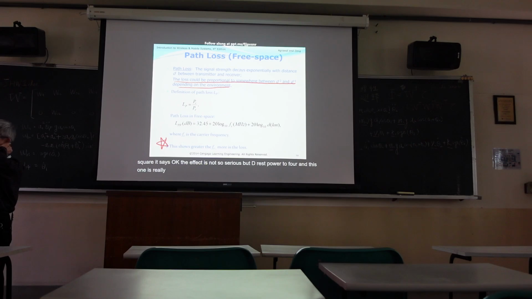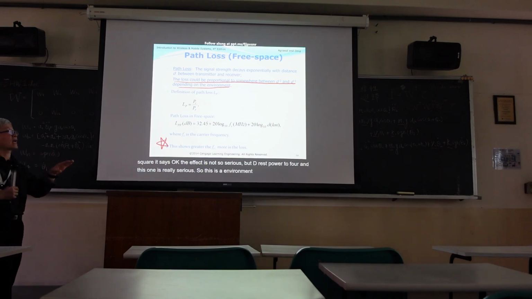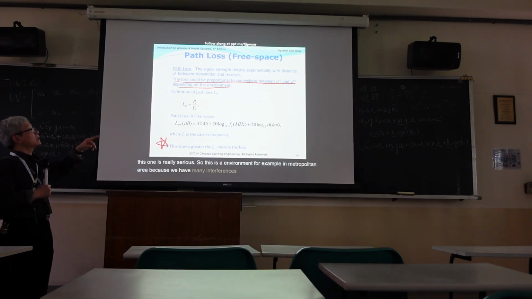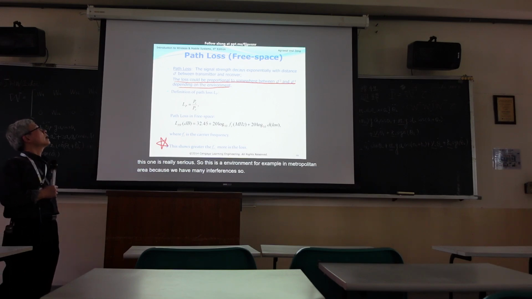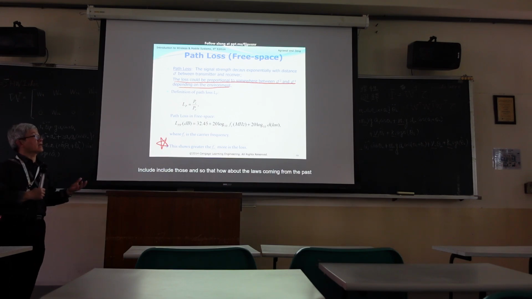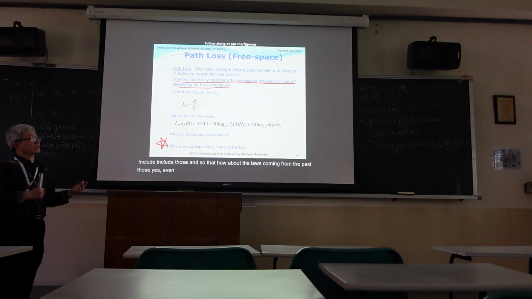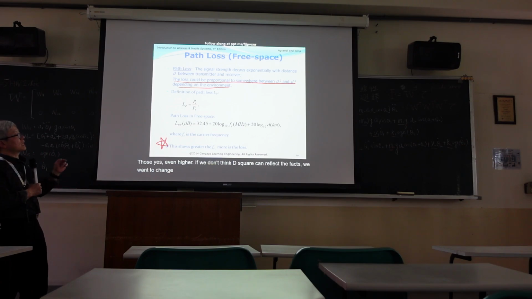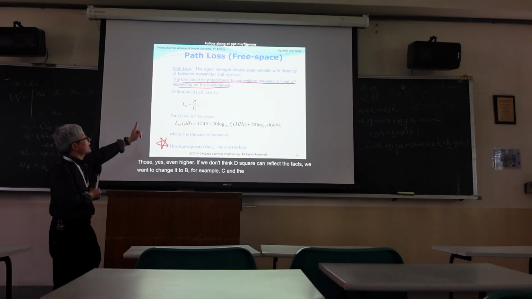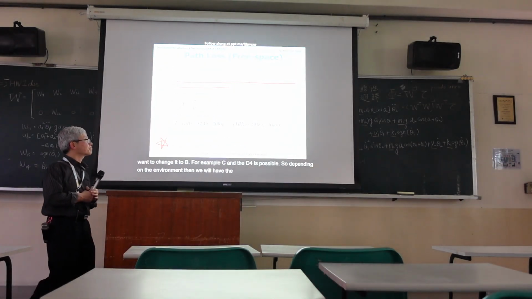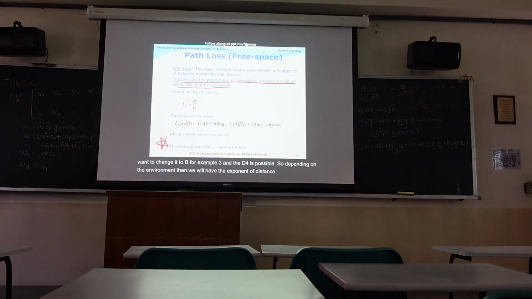This is the environment, for example, in a metropolitan area, because we have much interference. So how about the loss coming from the path loss? Yes, it is even higher if d square cannot reflect the facts. We will change it to d cubed or d to the 4th. It's possible. So depending on the environment, we will have different exponents of distance.